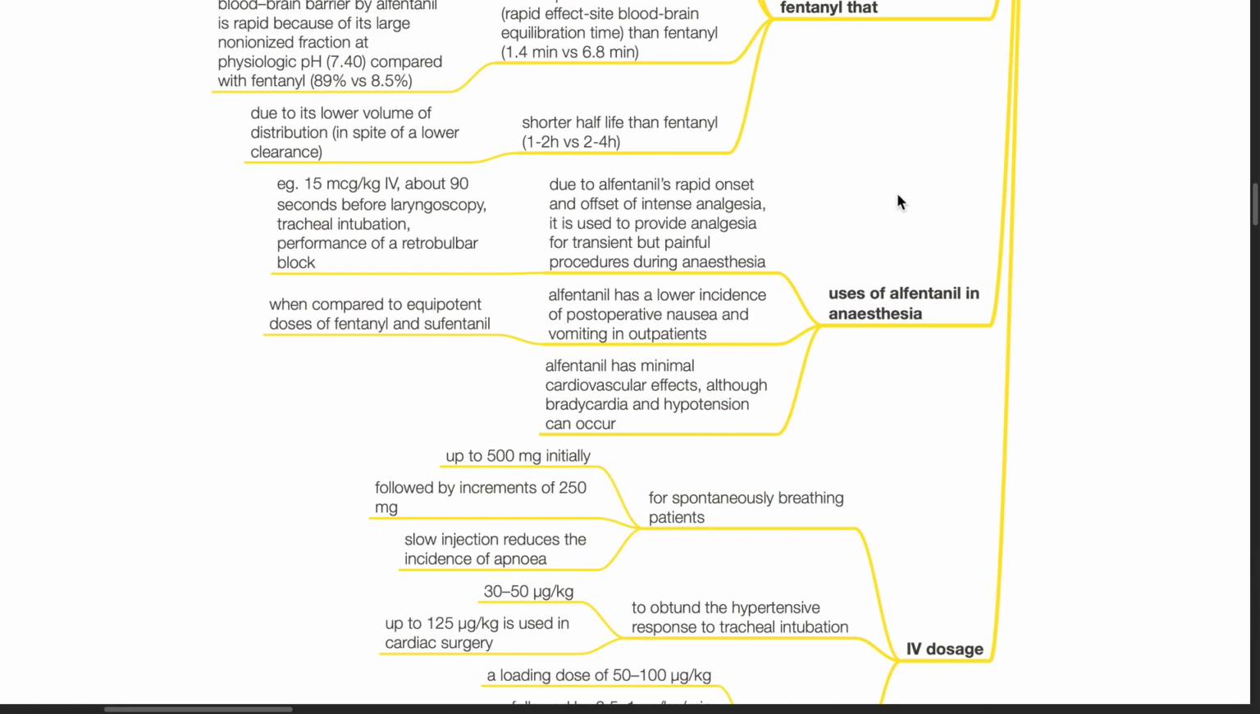Uses of alfentanil in anesthesia. Due to alfentanil's rapid onset and offset of intense analgesia, it is used to provide analgesia for transient but painful procedures during anesthesia. For example, 15 mcg per kg IV about 90 seconds before laryngoscopy, tracheal intubation, or performance of a retrobulbar block. Alfentanil has a lower incidence of postoperative nausea and vomiting in outpatients when compared to equipotent doses of fentanyl and sufentanil. Alfentanil has minimal cardiovascular effects, although bradycardia and hypotension can still occur.